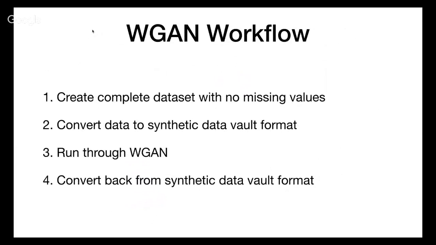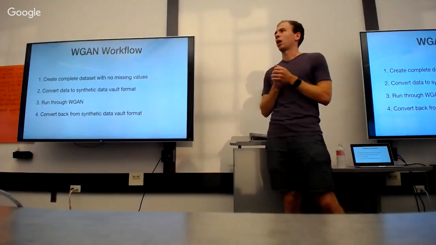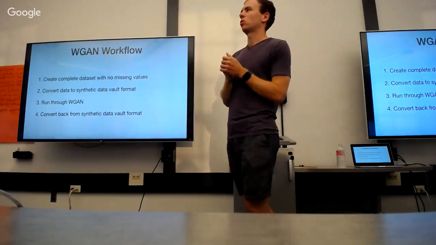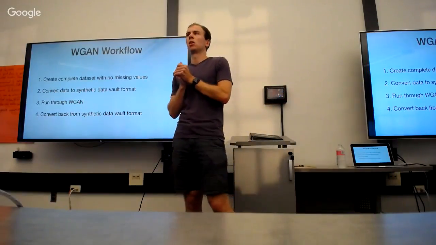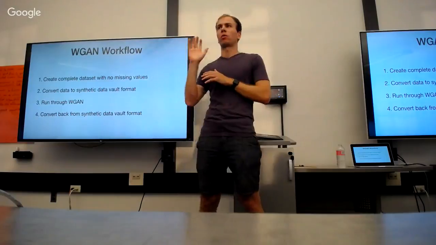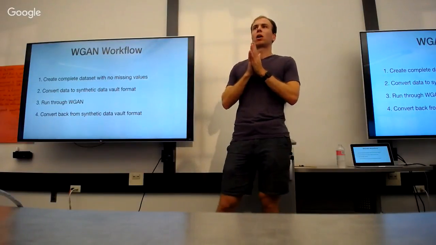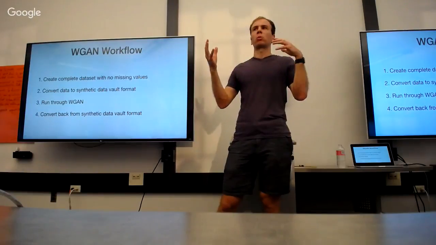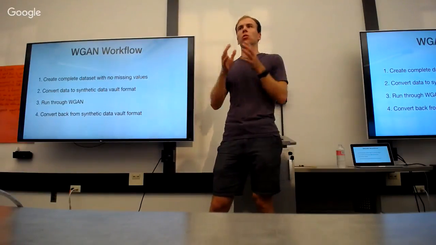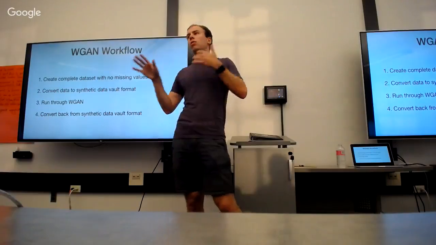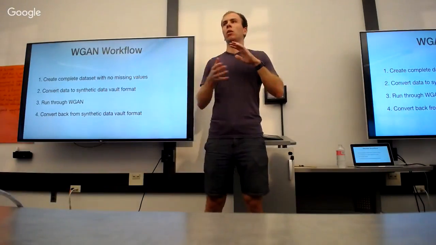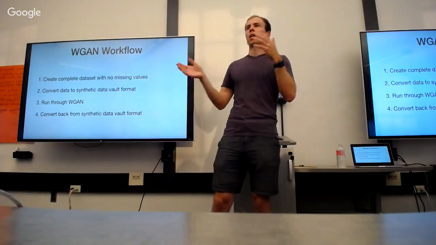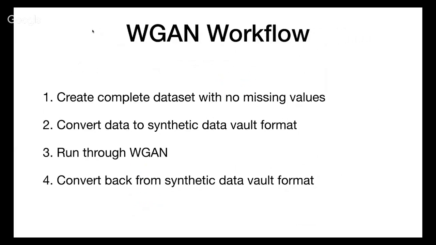To talk about the Wasserstein GAN workflow. Speaking of missing values, you create a complete data set with no missing values. One of the things about GANs, at least through my research, is that I haven't been able to see methods that really take care of missing values well. So it is kind of unfortunate, but basically you need a complete data set to be passing through. And then I convert it to the synthetic data vault format, I run it through my Wasserstein GAN, and then I convert it back out, and then I have some synthetic data.